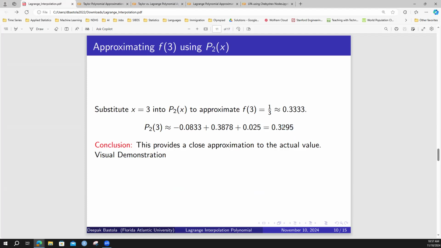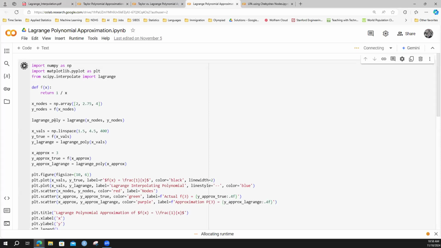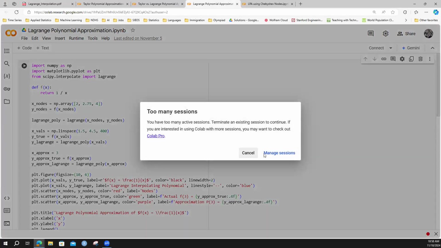It's good news. See, this is approximately the same. The first decimal value is exactly the same, and it's 0.3295 versus 0.333. So it's close, right? So we are closely approximating the value of the function by applying this polynomial. Of course, this is a close approximation to the actual value. All right? So we will see how it looks over the whole range.